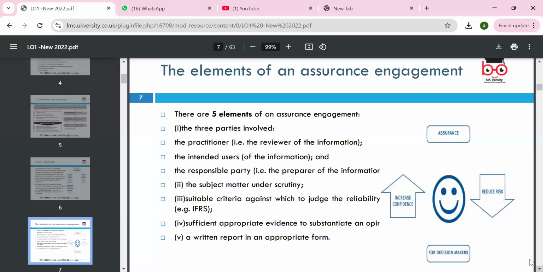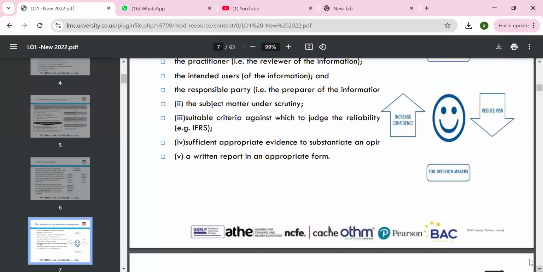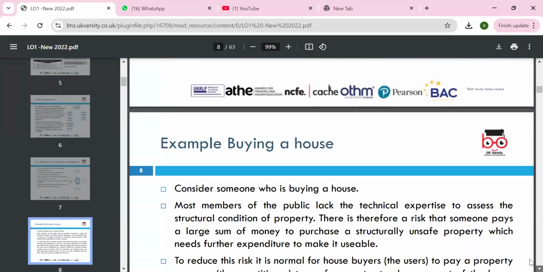The practitioner reviews the information, the intended user of the information, the responsible party who prepares the information, the matter under scrutiny, and the subject criteria. Again, the reliable criteria, such as IFRS, International Financial Reporting Standards, and sufficient appropriate evidence, substantive procedures and an opinion, and a written report in an appropriate form. So that helps to reduce the risk and increase the confidence.